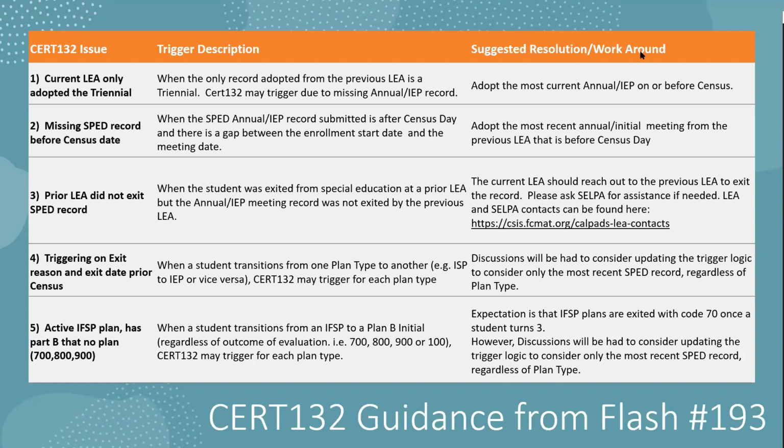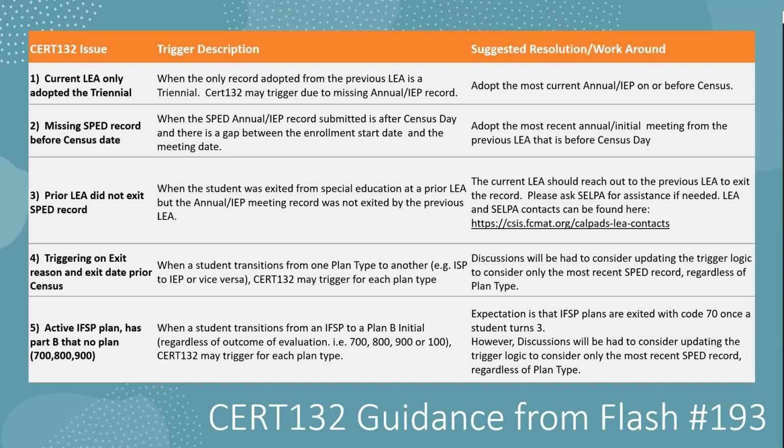And then here's a suggested resolution or a workaround. So let's talk about the different reasons. Number 1, the current LEA only adopted the triennial. Number 2, the current LEA is missing the special education record before census date. So you may have the record, but it's not before census date.